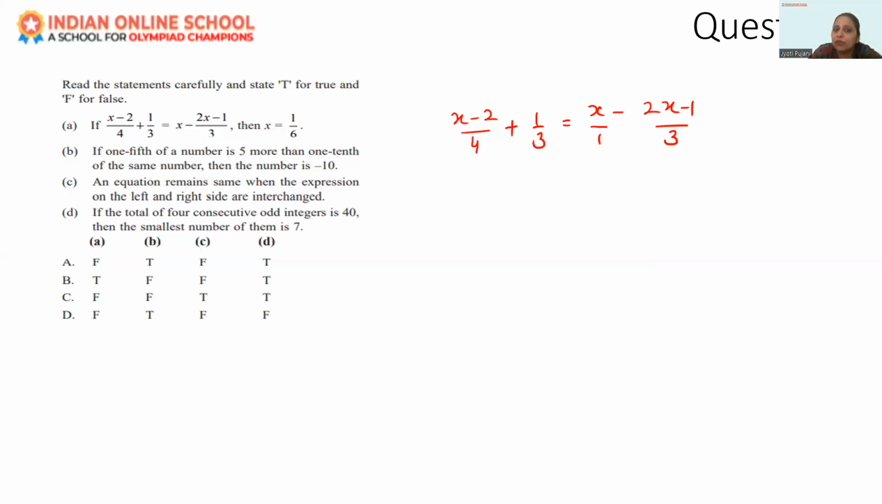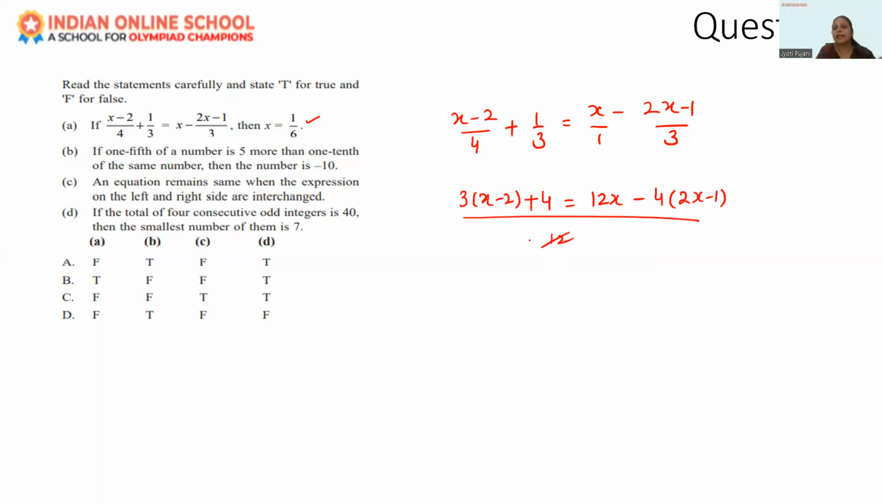I have to find the value of x. Okay, so let's see that. There are two methods. What is the first method? You can put x equal to 1 by 6 here, and if both sides are equal, then it means x equal to 1 by 6 is the correct answer. Another method is that I will take the LCM of the whole. I will take the LCM as 12 for the total value, so that my LCM will get cancelled. 12 divided by 4 is 3. So here it will be 3 into (x - 2) plus 4 is equal to 12x minus 4 into (2x - 2).